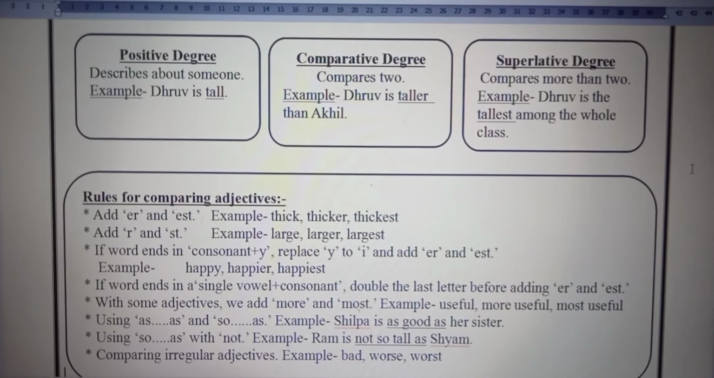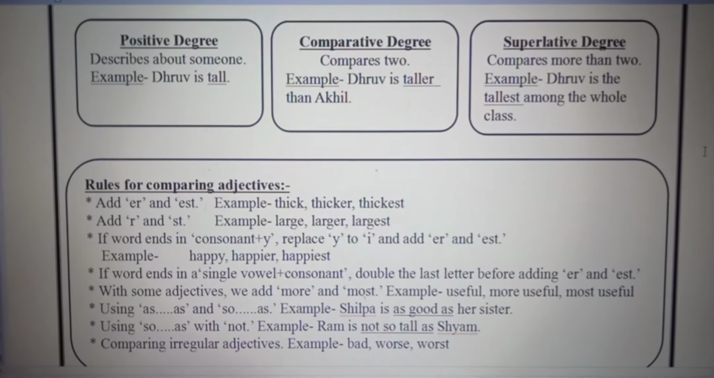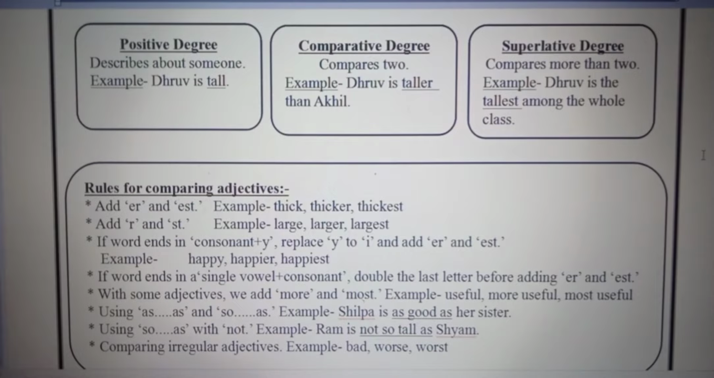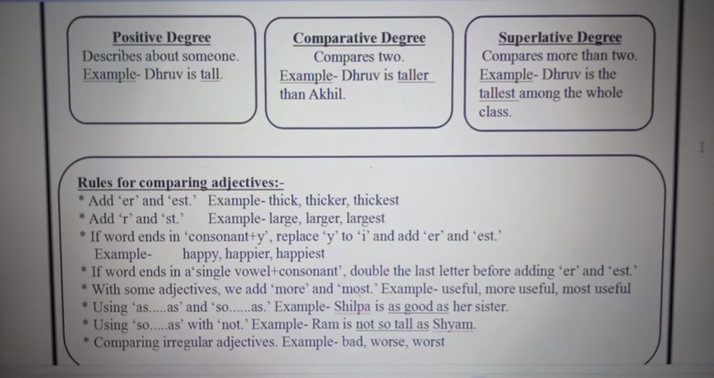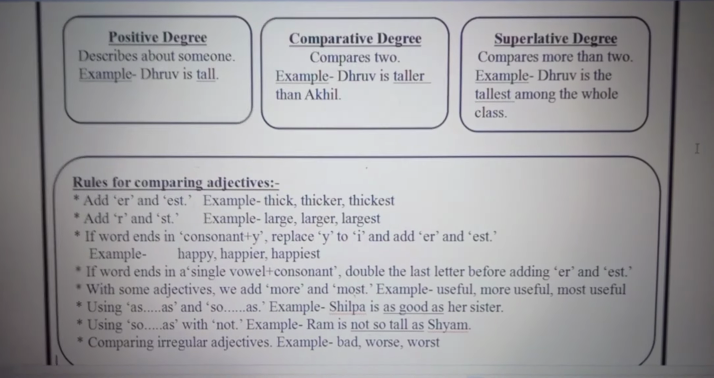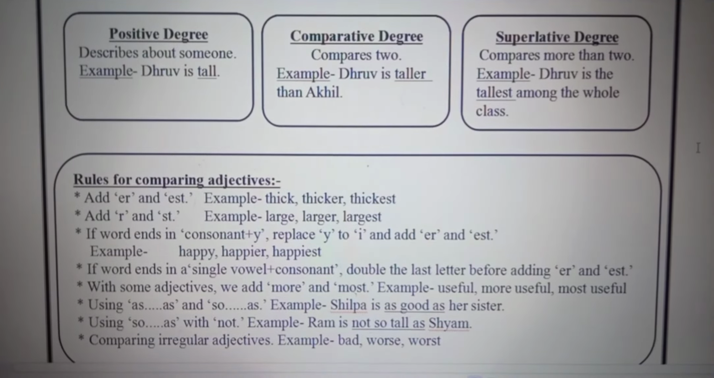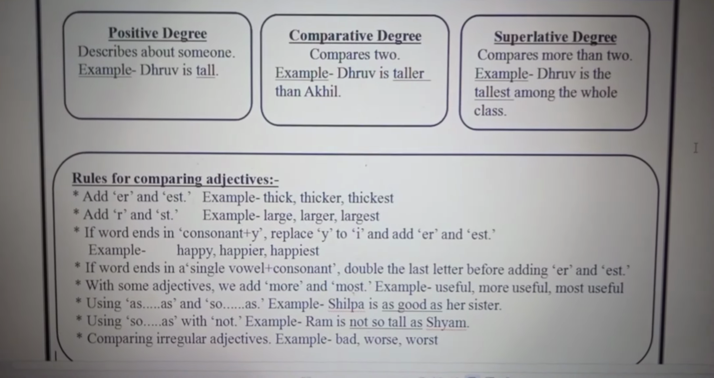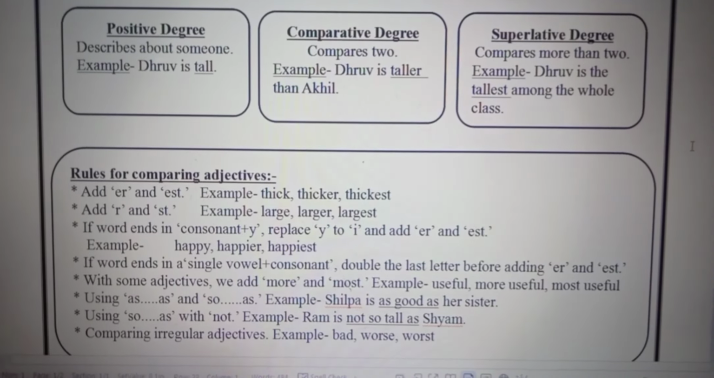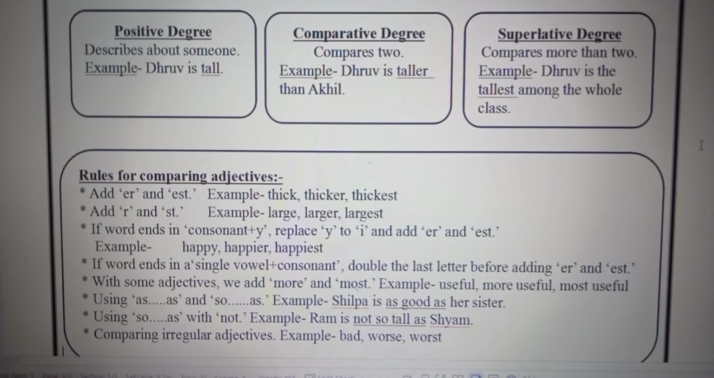Now comparing the irregular adjectives. The irregular adjectives are those in which we do not add ER, EST, more or most, but they are completely changed. Like bad is changed to worse in the comparative degree and worst in the superlative degree. Now if good is given, then good is changed to better in the comparative degree, and the superlative degree is best. So these are the ways by which we compare the different degrees of adjectives.